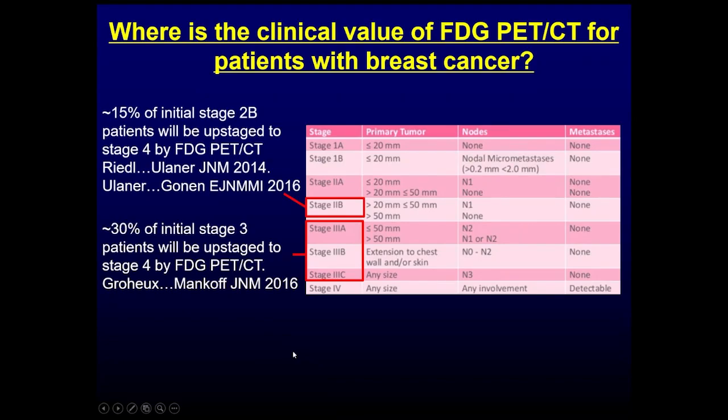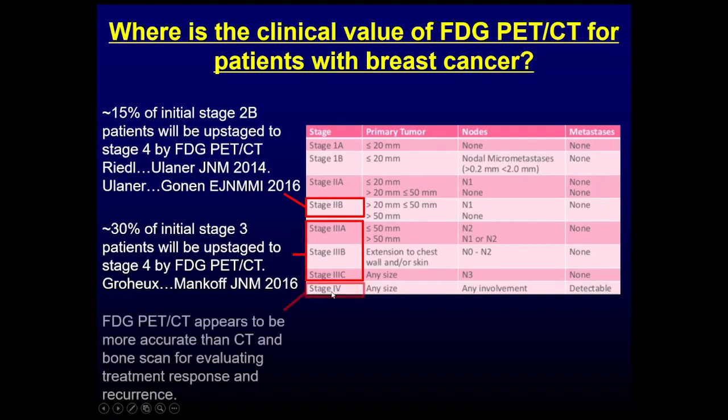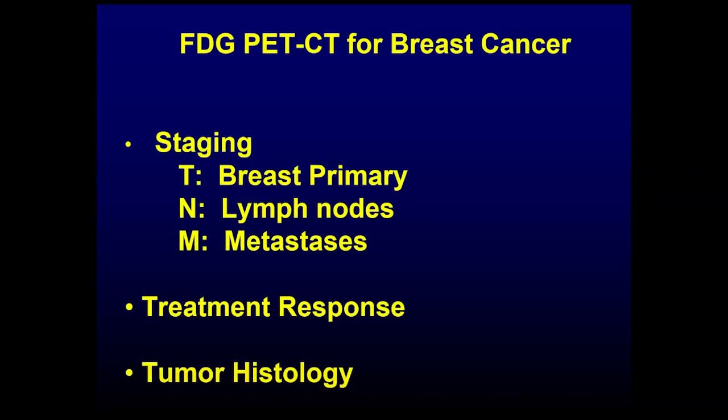So where is the clinical value in FDG PET CT for patients with breast cancer? We've discussed the initial staging. Here is stage 4 metastatic disease. The FDG PET is more accurate than CT and bone scan for evaluating treatment response and recurrence in patients with breast cancer. So patients with metastatic breast cancer is a great application of FDG PET CT to determine whether the patient is responding or getting worse after their therapy.